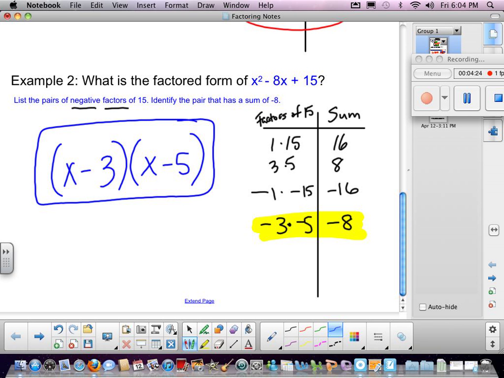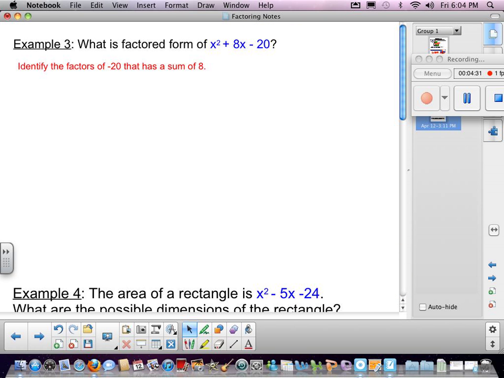And that would be our answer. Okay, so there's example 2. In the next example, again we have a similar situation, but this time it's plus bx, but then it's minus c. So we're going to identify the factors of negative 20.